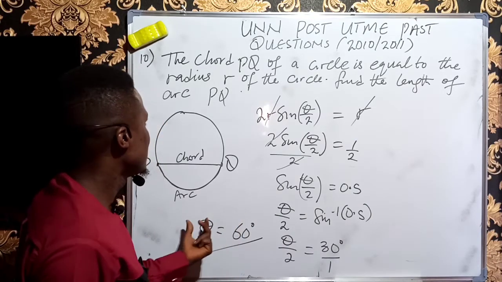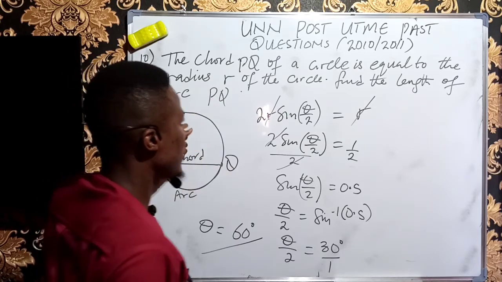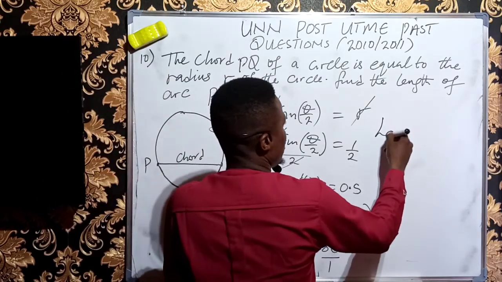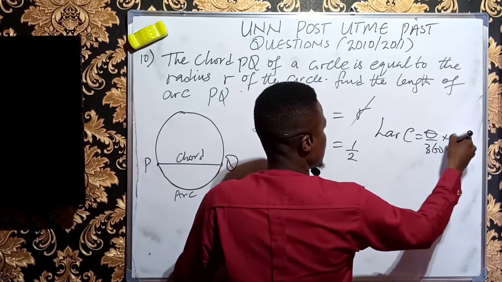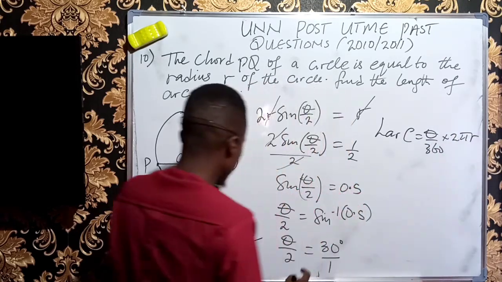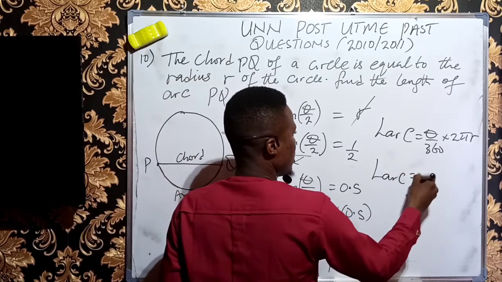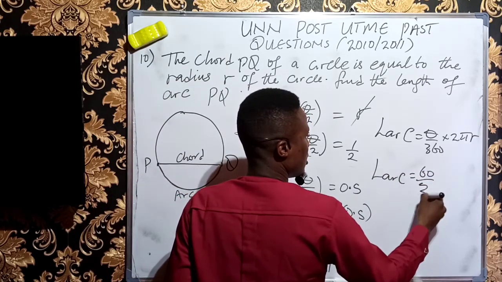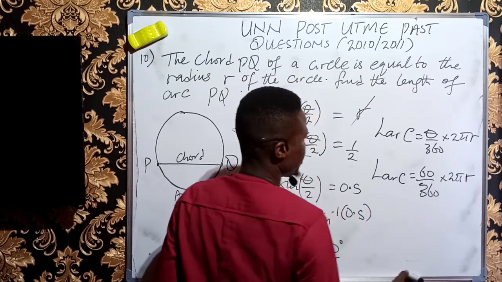Having got theta at 60 degrees, let us proceed to get the length of arc, because the question asks us to get the length of arc. And the length of arc of a circle is theta over 360 times 2 pi r. Our theta is now 60. So the length of arc we are looking for will now be 60 all over 360 times 2 pi r.